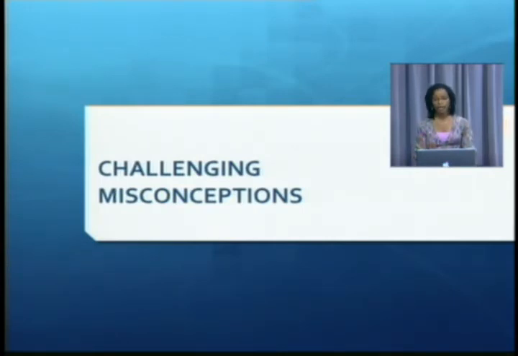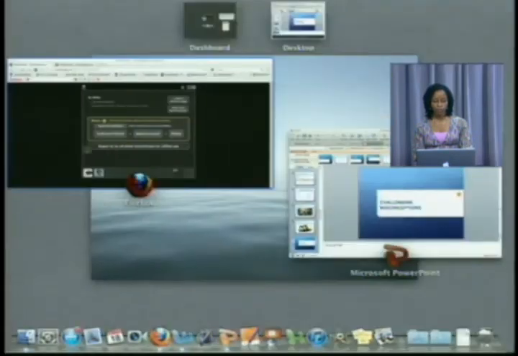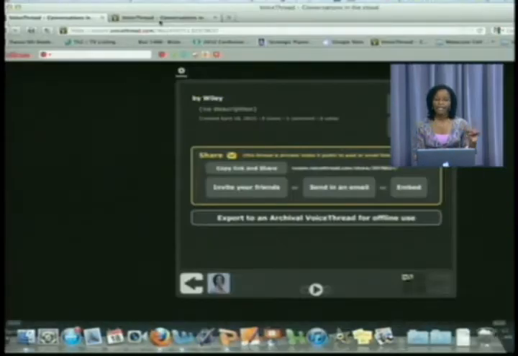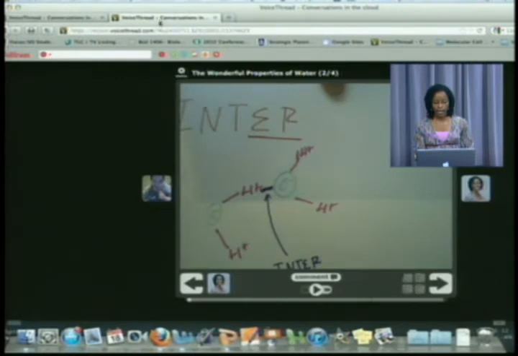So again, using VoiceThread, I was able to recognize that a student had a misunderstanding about intermolecular forces and why it is that when water freezes, it's less dense than when it's a liquid. And so she was giving an explanation, and I made this observation.